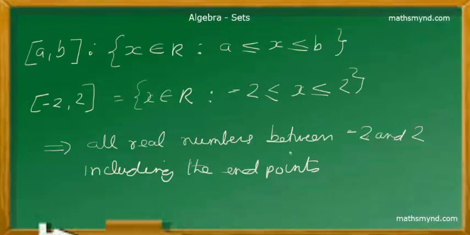And how do you represent it in the set builder form? It's x is an element of real numbers such that a is less than or equal to x is less than or equal to b. For example, in the case of -2, 2, it's written as x is an element of R such that -2 is less than or equal to x, which is less than or equal to 2. It means this particular set contains elements of real numbers between -2 and 2, which includes the end points.